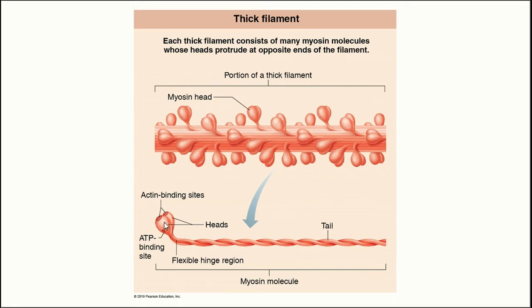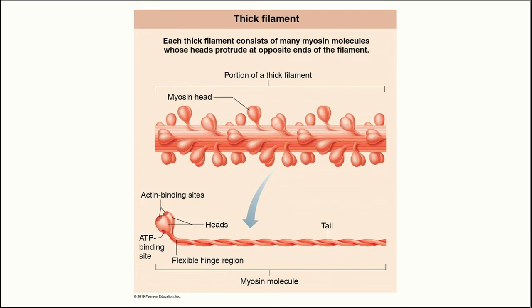The heads, you'll see, have two binding sites. One of those binding sites is for ATP, and ATP is essential, not necessarily in helping the myosin flex at the hinge region here, but the ATP is actually important for resetting the muscle so that it can contract again. And so we'll talk about the role of ATP a little bit later in muscle contraction.